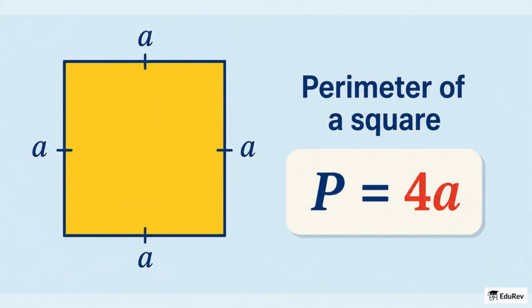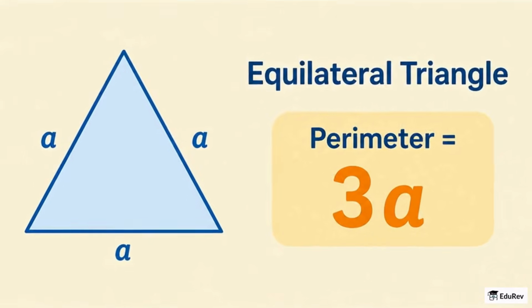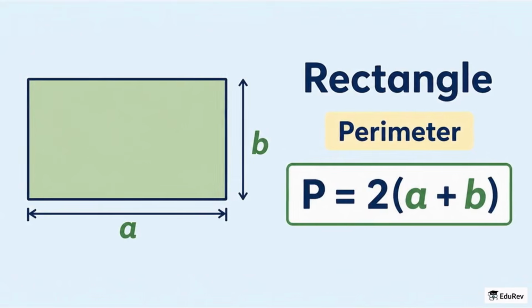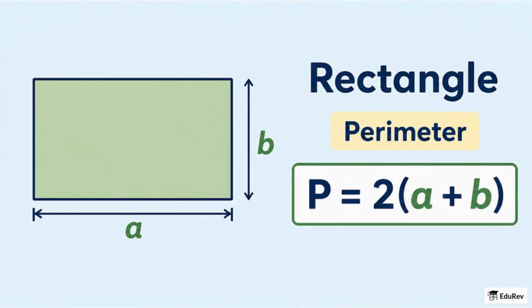For a square with side A, the perimeter is 4 times A, written 4A. For an equilateral triangle with side A, the perimeter is 3 times A, written 3A. For a rectangle with length A and width B, the perimeter is 2 times the sum, written 2 times open bracket A plus B close bracket.